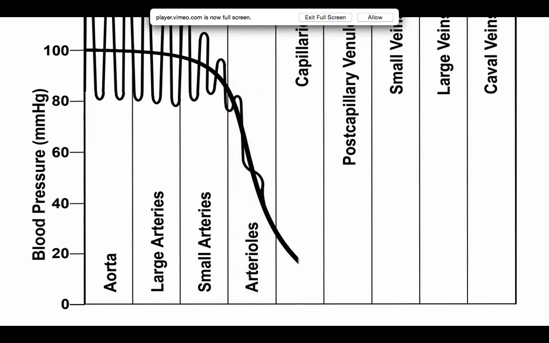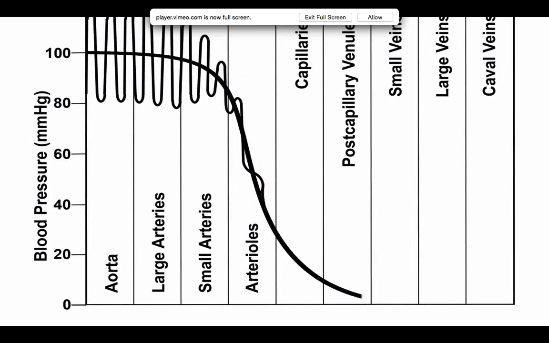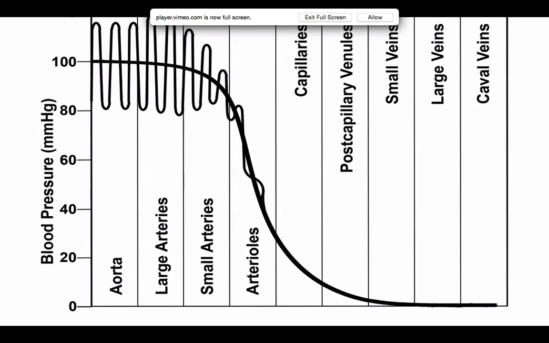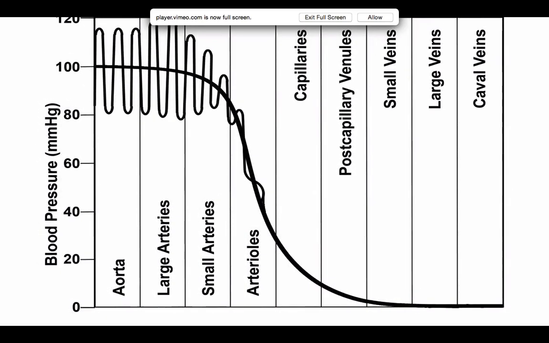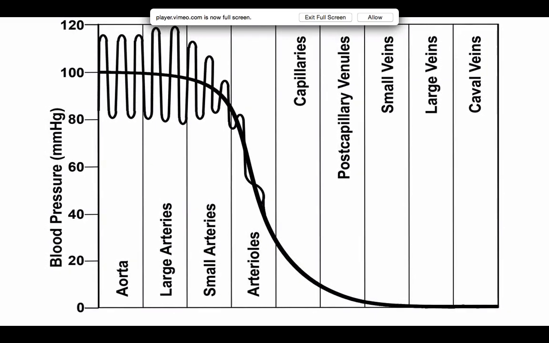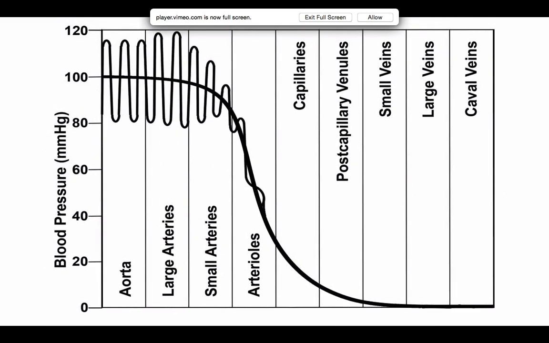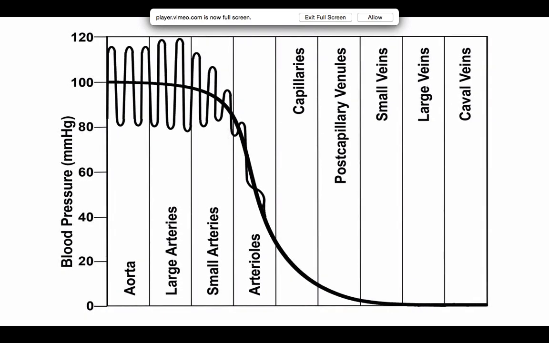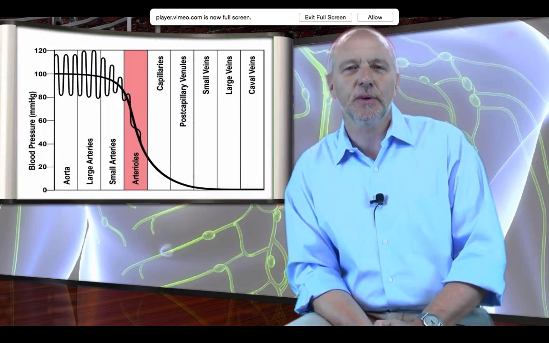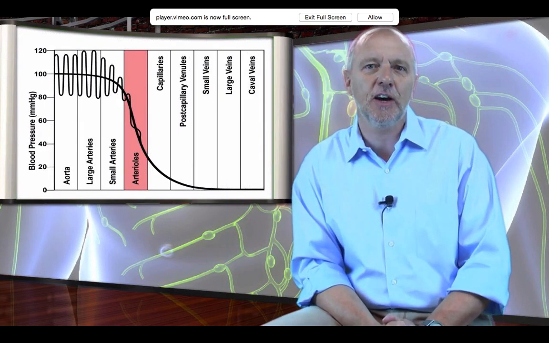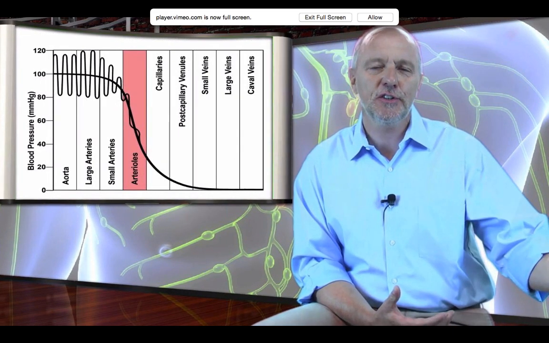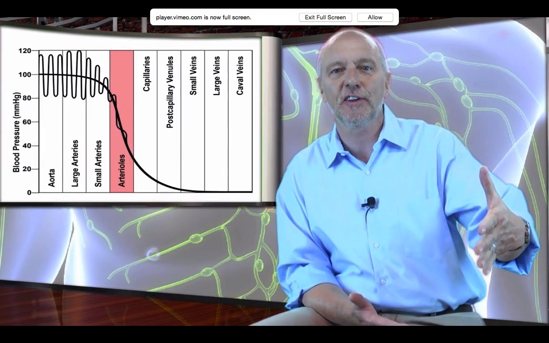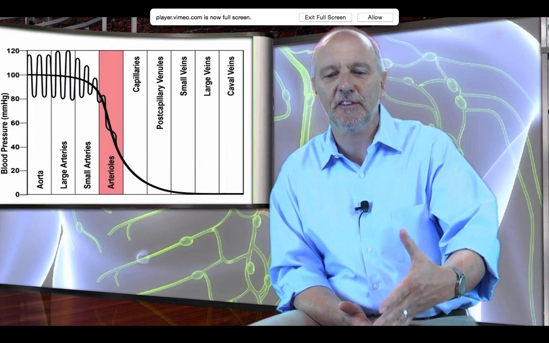Then, of course, if you follow the blood pressure curve into the venules and the small veins, to the larger veins, and eventually to the vena cava, you will see that the blood pressure reduces to about 2 to 4 millimeters, and could even sometimes be negative pressure in the largest veins in our body. Why is this important? Why did we talk about blood capillary pressure, and how that blood pressure is actually reduced so the blood capillary pressure is less?